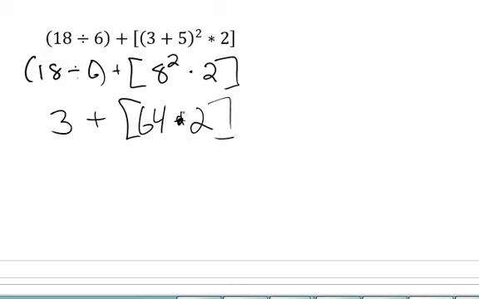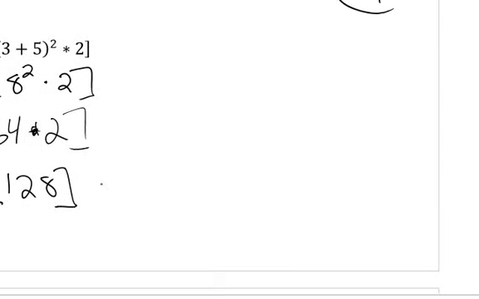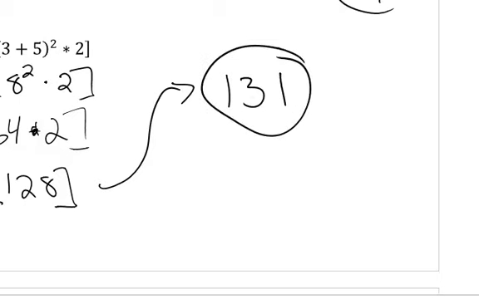So now, I'm going to continue. 3 plus 64 times 2 is 128. Finally, I can just add 3 plus 128, 131. And there's my answer.